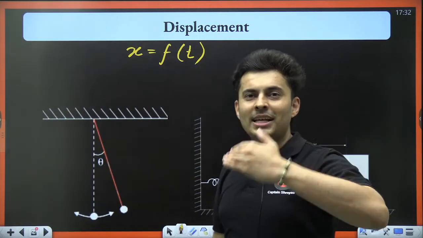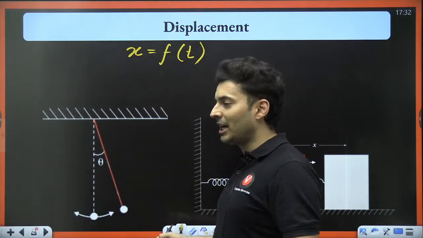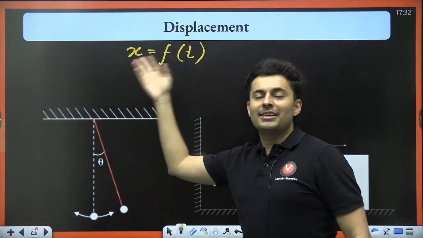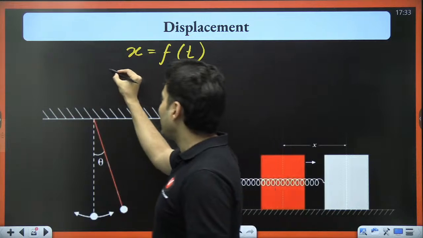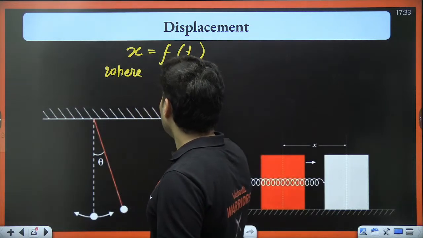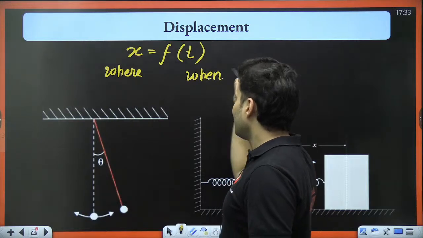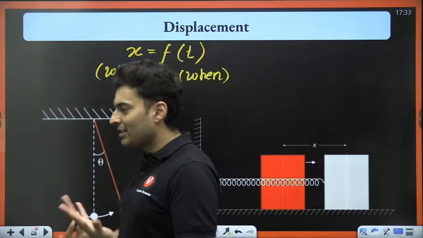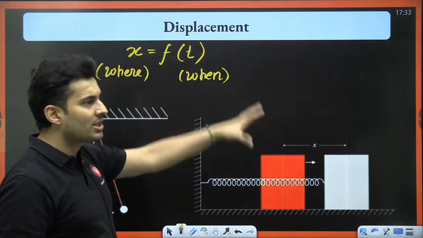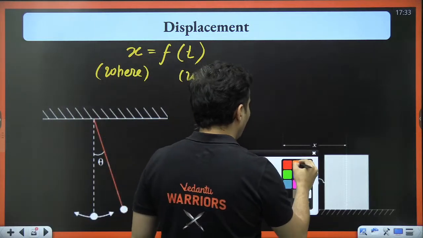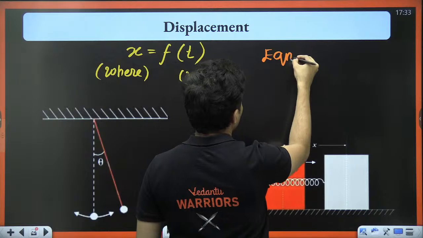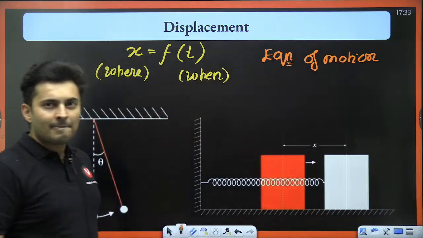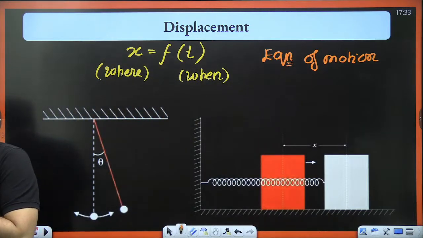I will tell you the time, you will tell me the position, or you tell me the position, I can tell you the time. Whatever it is. You can give the time, find where it is. You can tell me where it is, I can tell you when it will be there. So X is basically the where part. T is basically the when part. Is that clear? Where is it versus when is it? This is what is called the equation of motion. I hope this is very, very clear. Awesome.